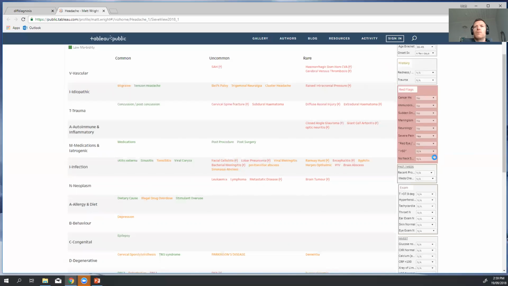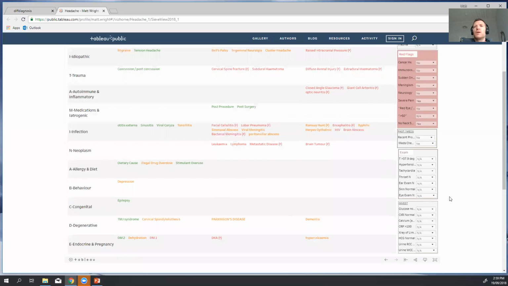Just going down as well, there was a number of other things he said, and he didn't have any neck stiffness, hadn't had any recent procedures, so that removes post-procedure, and no medication change, so it can't be that. At this stage, I also know that he's afebrile, he's not hypertensive, he's not tachycardic, and he had a normal throat, normal ears, nothing to see on the skin, and a normal eye exam.